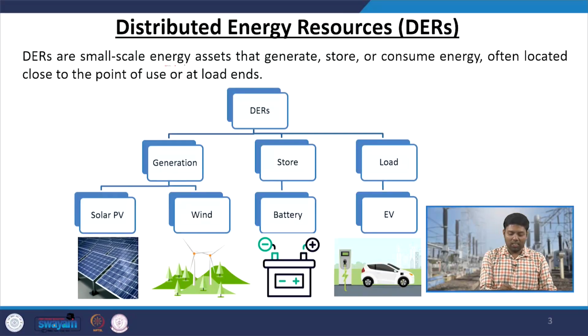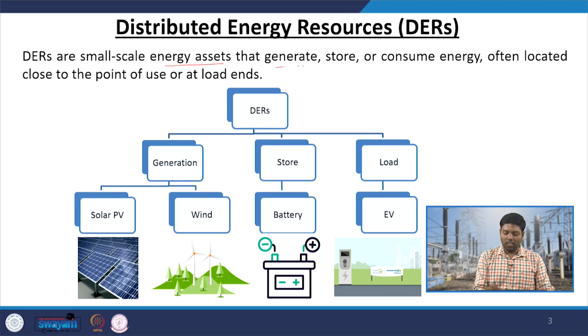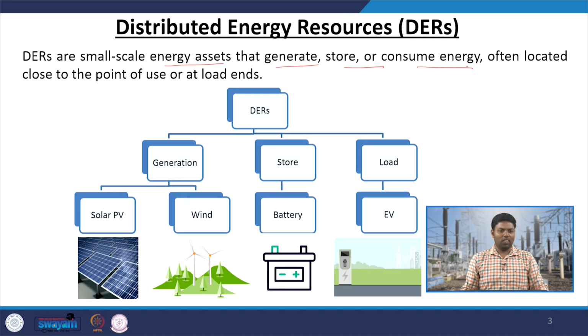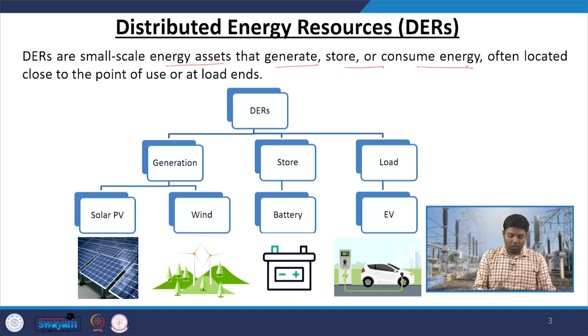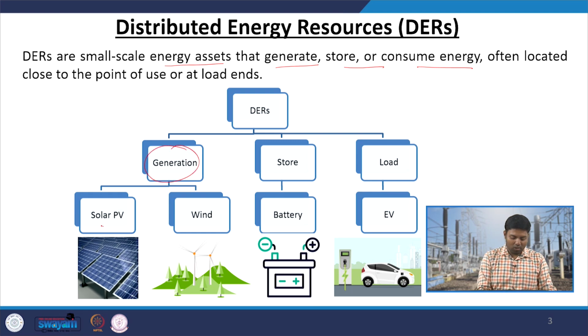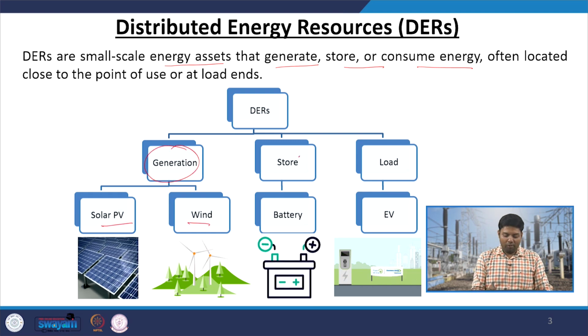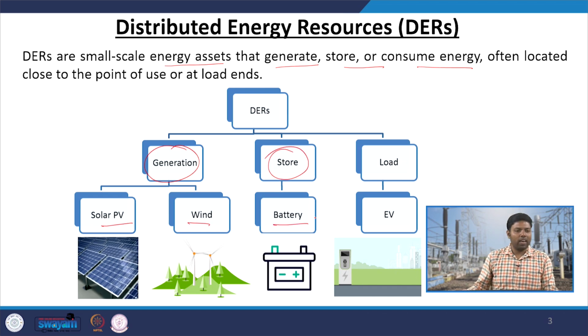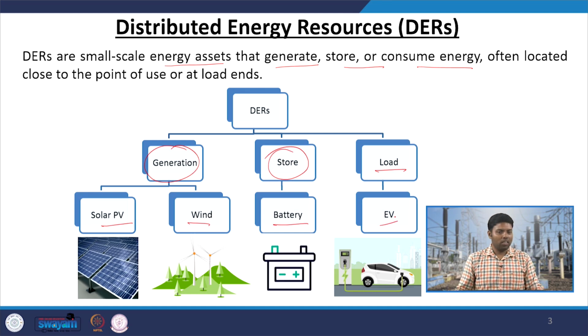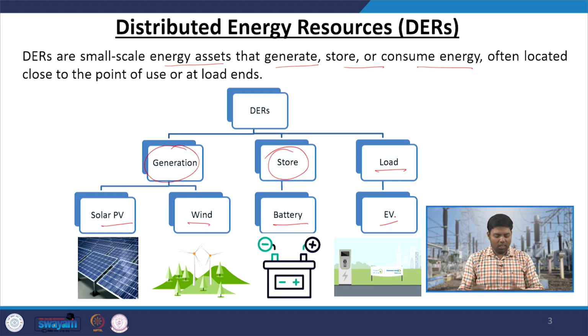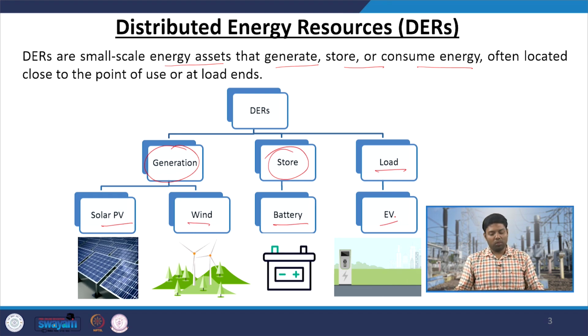We mentioned in the last class as well: what are the DERs? DERs are small scale energy assets that are used for generating, storing and consuming energy at the local user level. Depending upon that, for generation you have solar PV and wind. For storage, mostly battery technologies, and as a load, mostly we have electric vehicles. So, we will focus on the mathematical model and the operation of these 4 DER components.